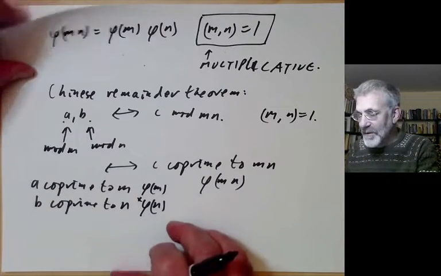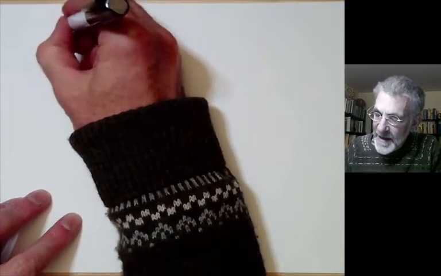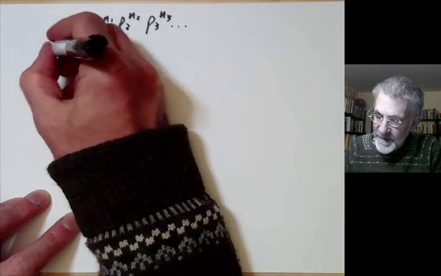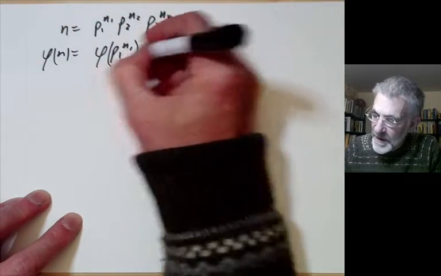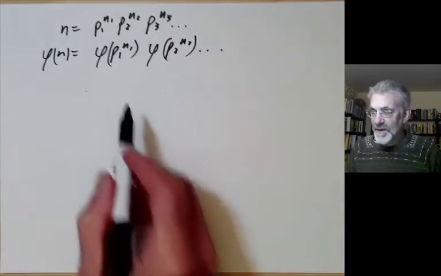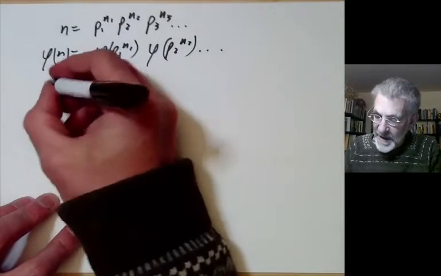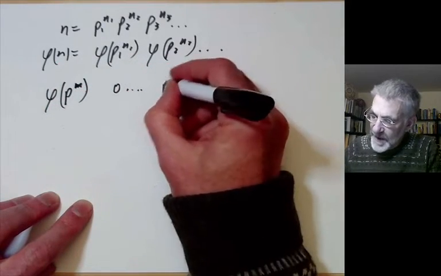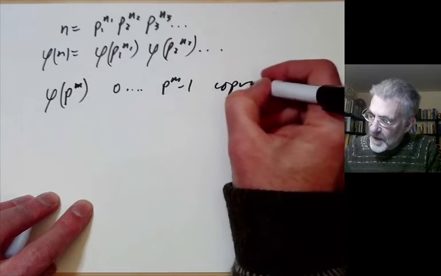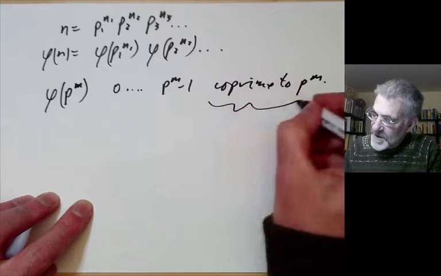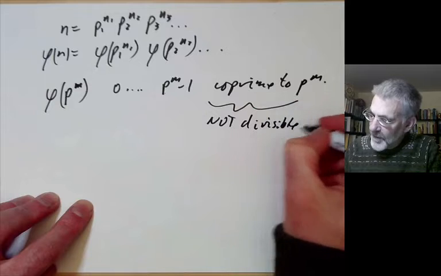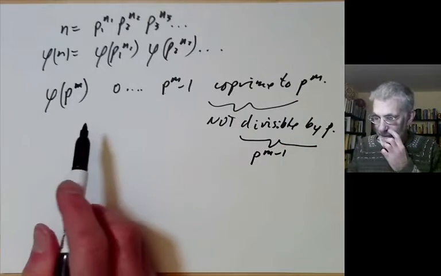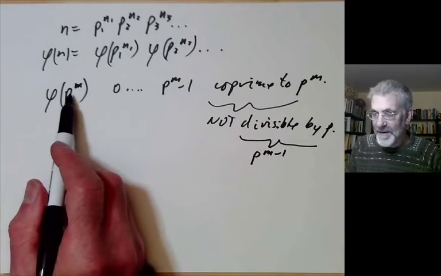So now we can work out phi of n for any n. So suppose n is equal to p1 to the n1 times p2 to the n2 times p3 to the n3, and so on. So what is phi of n? Well, this will be phi of p1 to the n1 times phi of p2 to the n2, and so on. So this reduces to the case of prime powers. Well, prime powers are easy because for phi of p to the m, we just want the numbers from 0 up to p to the m minus 1 that are coprime to p to the m. Well, this just means not divisible by p. And the number that are divisible by p is obviously just p to the m minus 1, because these are just p times anything up to p to the m minus 1.